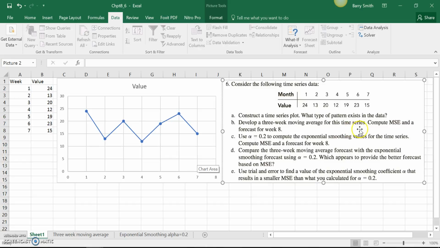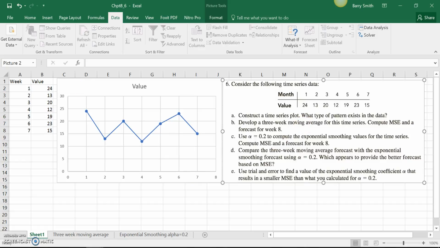3-week moving average for the time series, compute the MSE and a forecast for week 8, use alpha 0.2 to compute the exponential smoothing values for the time series, compute the MSE and a forecast for week 8 as well, and then we'll compare the 3-week moving average with the exponential smoothing forecast with an alpha of 0.2, which appears to provide the better forecast based on the MSE, and then use trial and error to find a value of the exponential smoothing coefficient that results in a smaller MSE than you calculated for alpha 0.2.